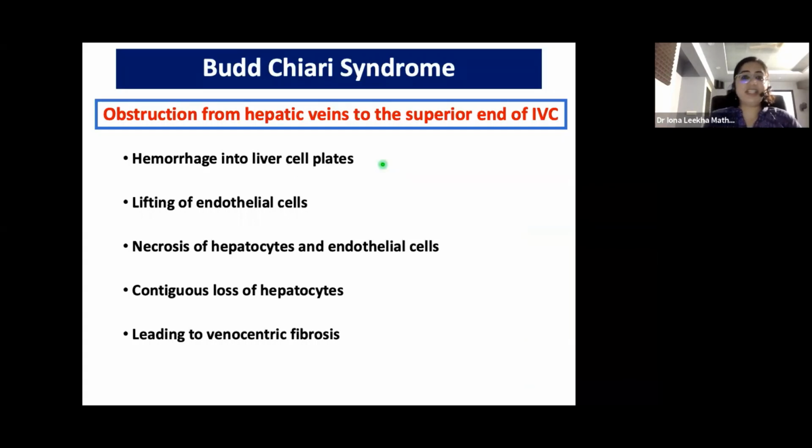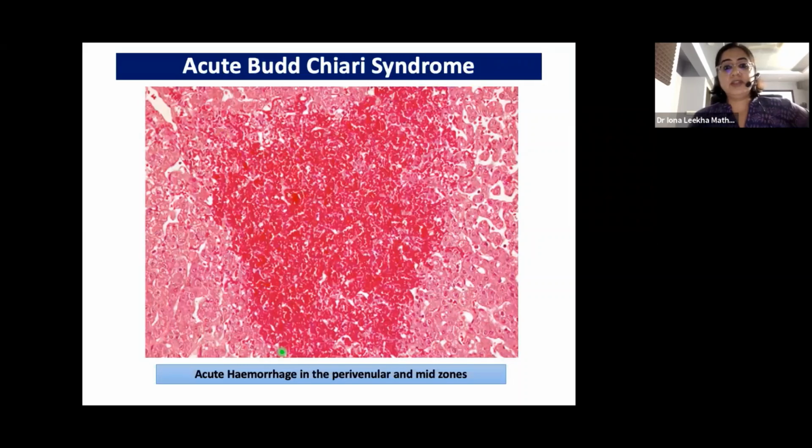Okay, coming to Budd-Chiari. Budd-Chiari, as we know, is an obstruction from the level of the hepatic veins to the superior end of the inferior vena cava. It is characterized by hemorrhage into liver cell plates with lifting of endothelial cells. There is necrosis of hepatocytes and endothelial cells with contiguous loss of hepatocytes, leading to venocentric fibrosis. So here you see, in acute Budd-Chiari, there is hemorrhage into the perivenular and mid zones.